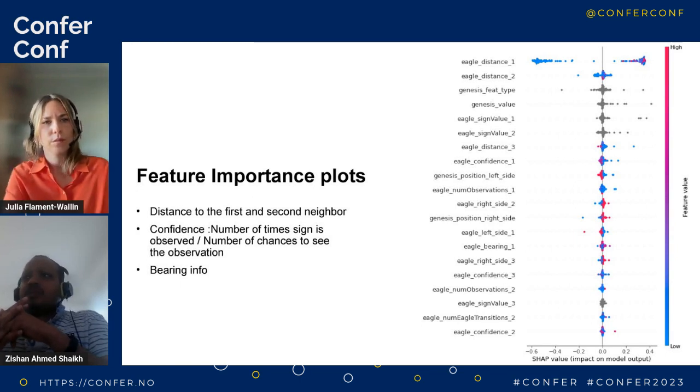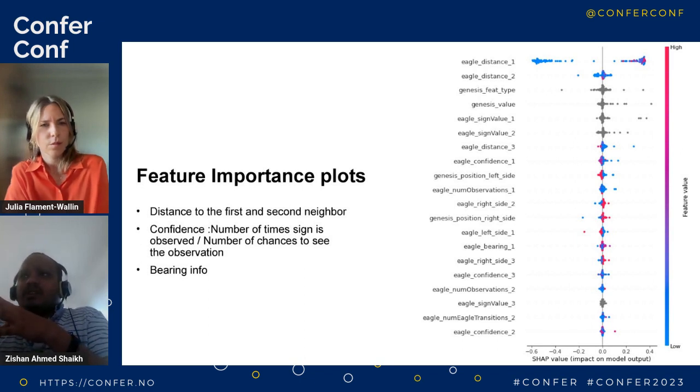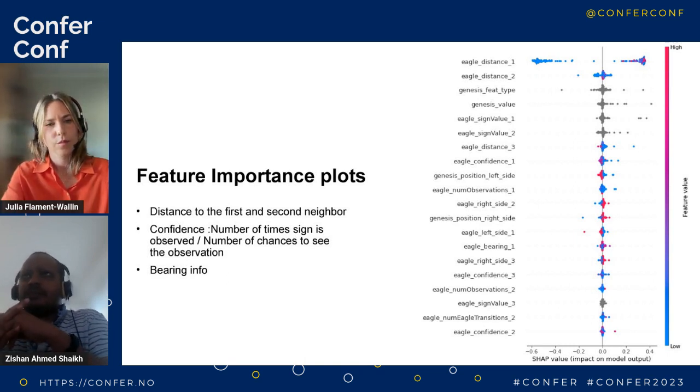You could also see some other features which I have supplied to the model. For example, confidence is one of them. What exactly is confidence and how do we derive it? It's basically a ratio of the number of times the sign was observed divided by the number of chances you had to see these observations. Let's say 50 cars passed by, but you only saw it 30 times, then the confidence would be 3 by 5. Yeah, and that's basically the features which the machine learning model is looking into.